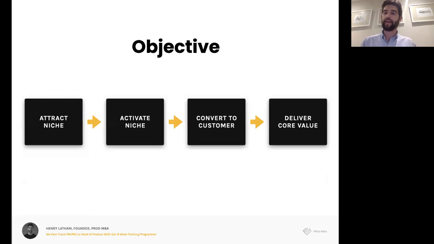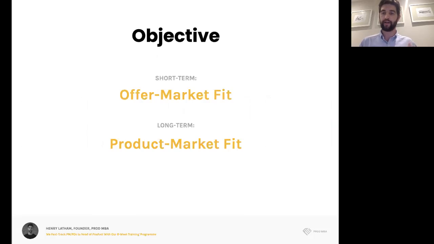Because ultimately, if we're unable to prove that we have a niche with an acute problem to solve, that we are then able to attract that niche to an offer, then activate that niche to use our product and actually convert them to a customer, as well as finally delivering a core value to them, we don't have a business. We just have a nice looking PowerPoint presentation. So we must obsess over achieving offer market fit, then product market fit, and cut the distraction of everything else.